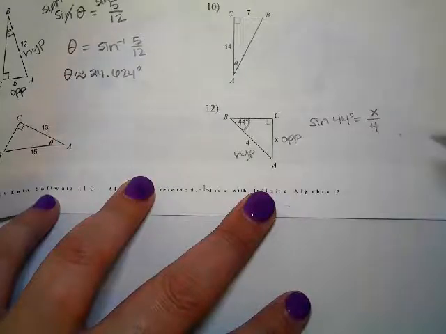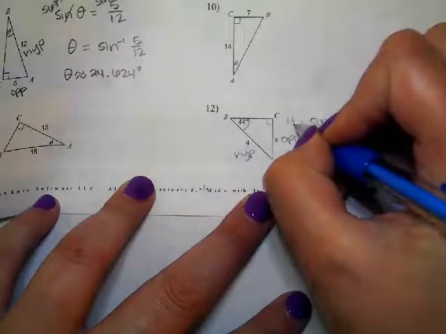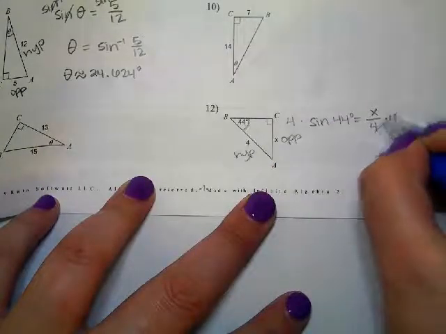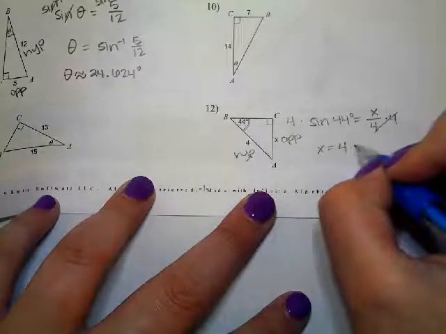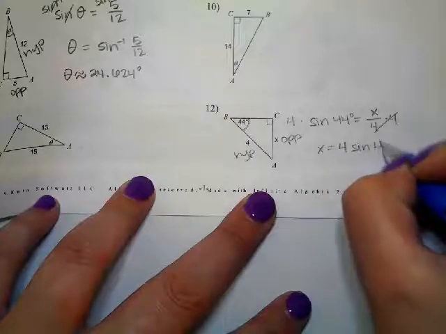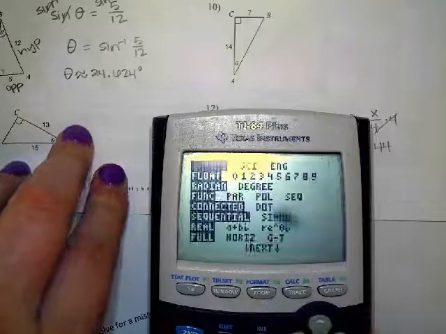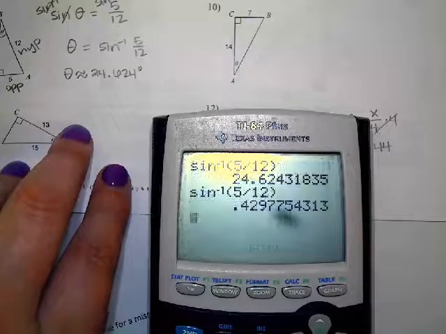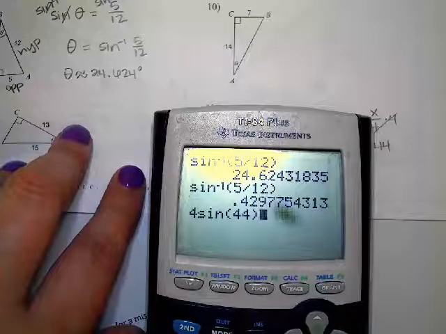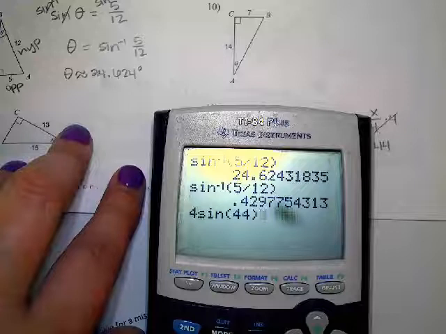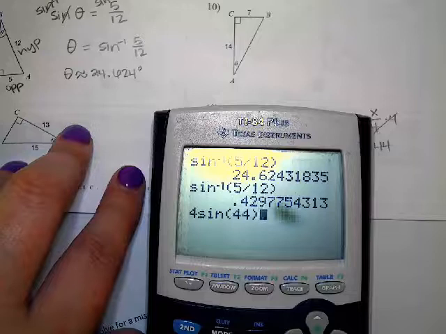So I have x is isolated. X is the same as 4 multiplied by sine 44. Here I'm just using the plain sine button. I'm just saying 4 sine 44. That's all I'm typing. 4 sine 44. Should be in degree mode. Because we are working with triangles, and triangles have 180 degrees. That's how you know that you're in degree mode.